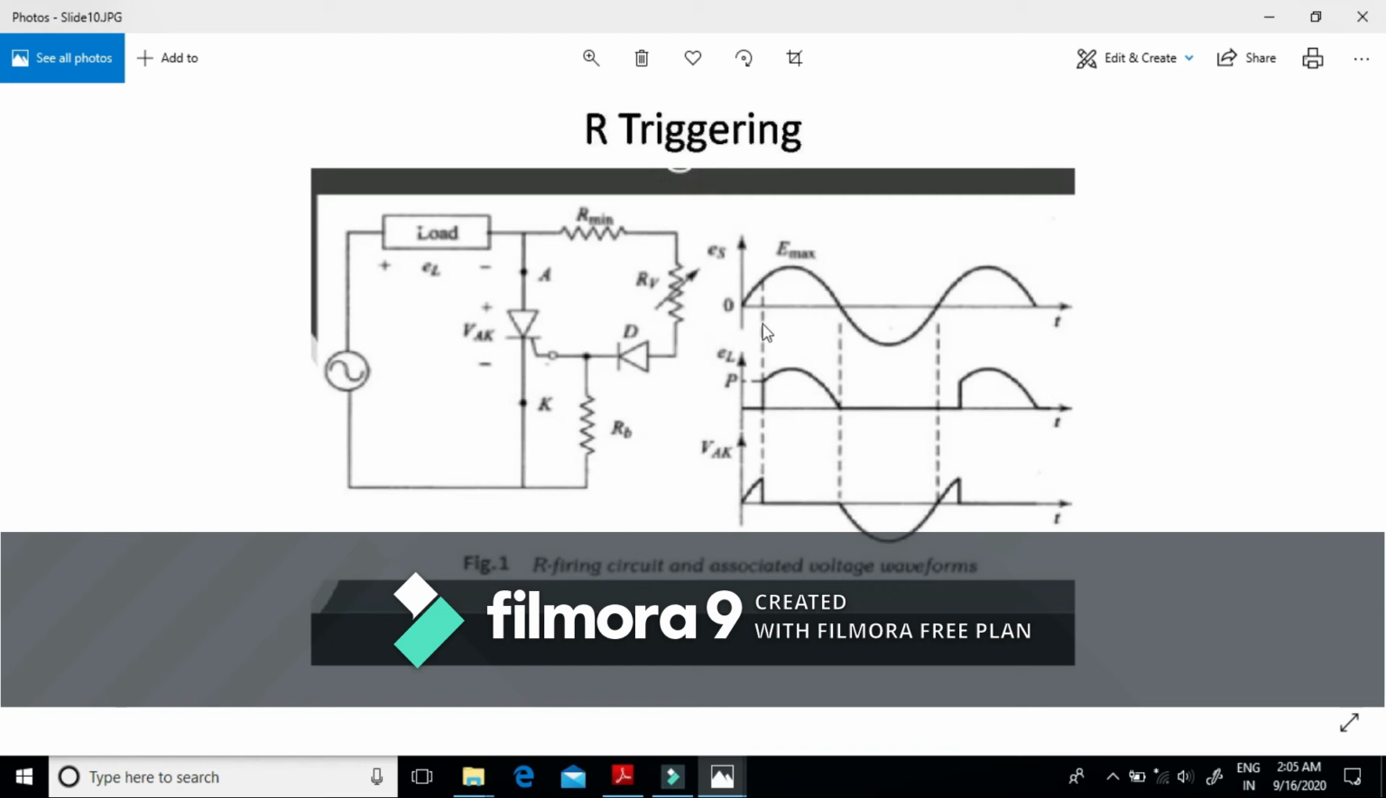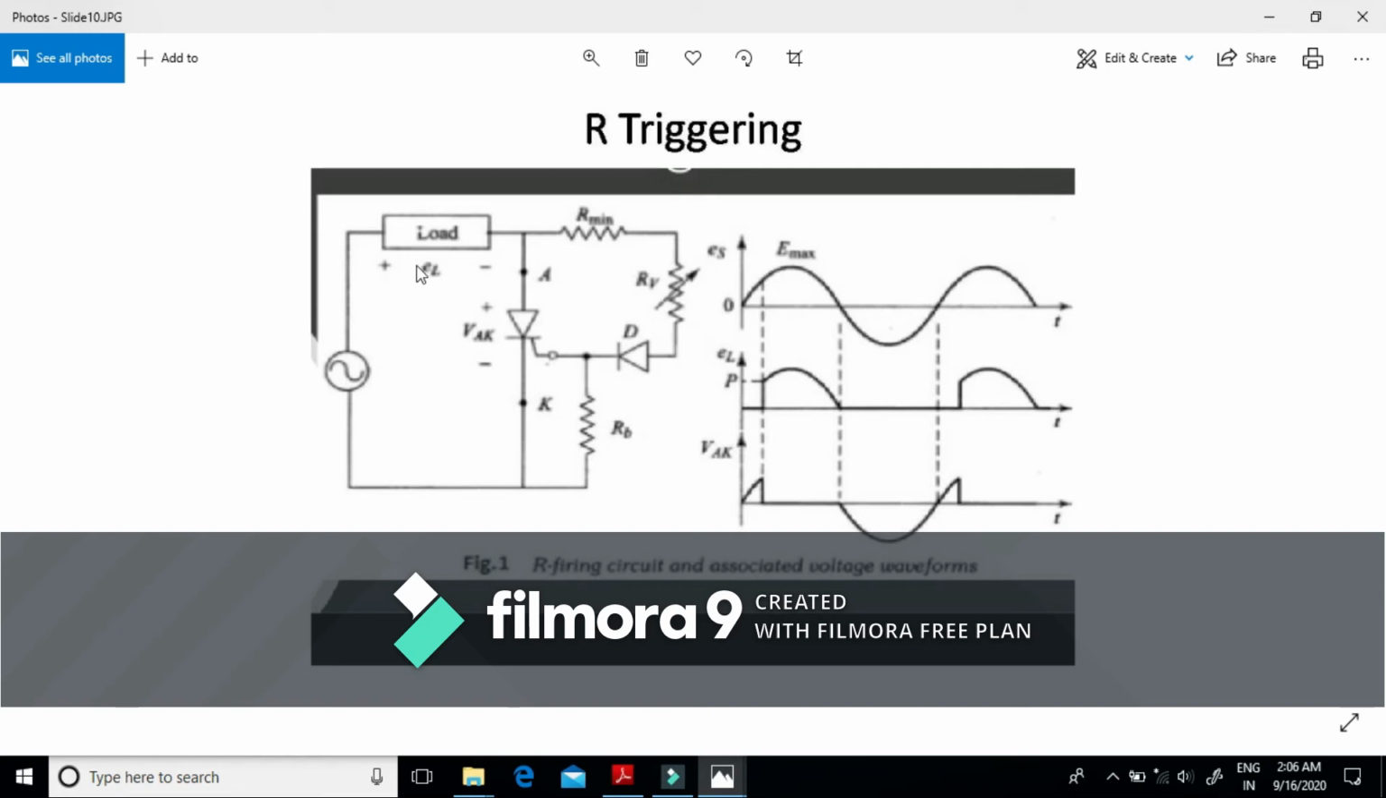This represents that at an angle of alpha, the voltage across the SCR, that means from 0 to alpha. Firstly, this is the source voltage, this is the voltage across the load, and this is the anode to cathode voltage, that means the voltage across the SCR. From 0 to alpha, since no triggering is done, the SCR is not turned on. If the SCR is not turned on, it behaves like an open circuit.